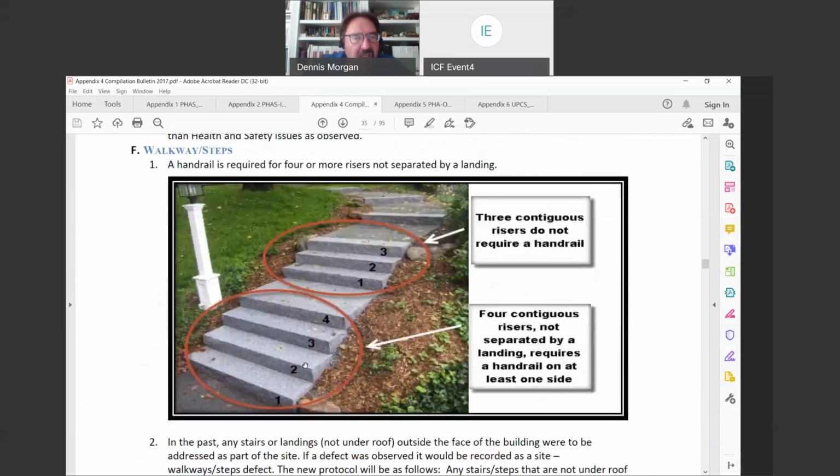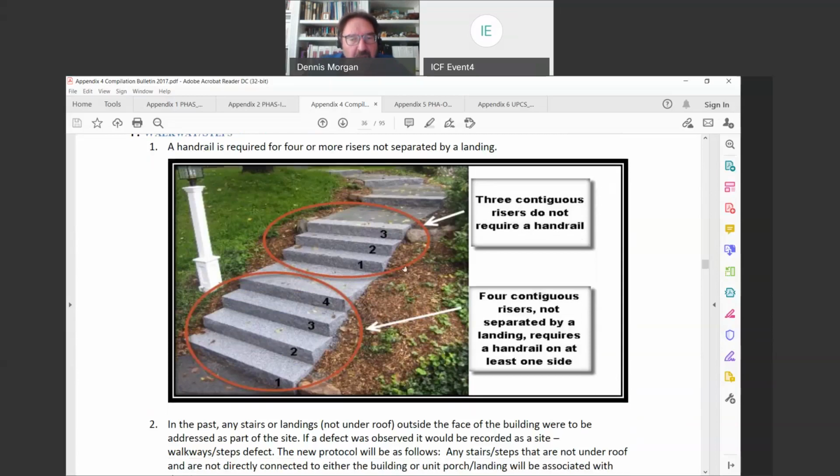For four or more consecutive steps, a handrail on one side would be sufficient. Here, with three steps, this would not necessarily have a handrail. This one would have a handrail on at least one side because it's four or more consecutive steps. Then walk up these steps, so this one is not necessarily recorded. You wouldn't need a handrail here unless there was more than a 30-inch fall.